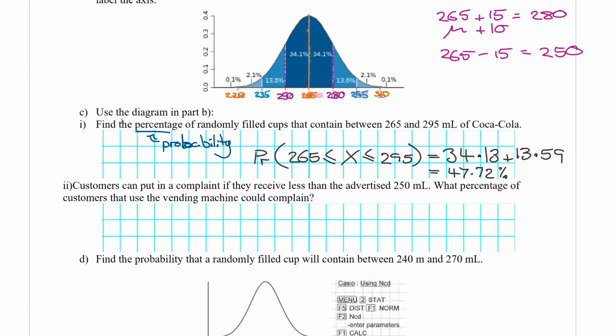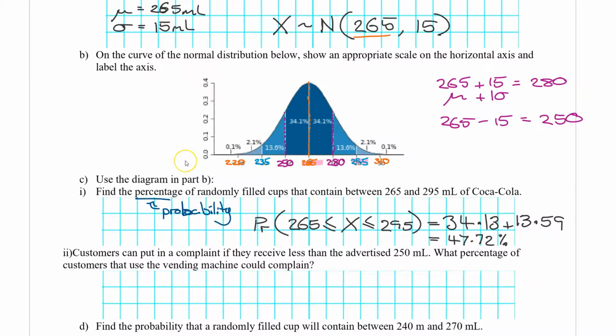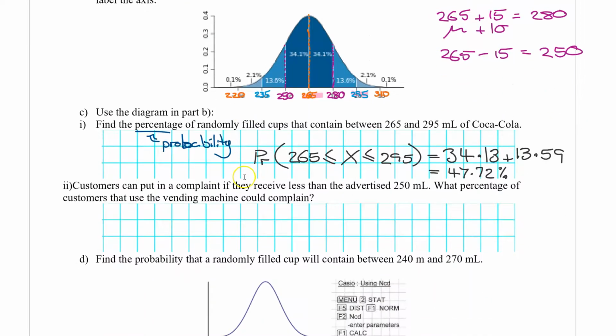So again, we're going to use this chart here to calculate how many complaints we could possibly have. So what we need to do is receive less than 250 mils. So, alright, probability of random variable x being less than 250. What we need to do is locate the area under the curve that is going to be represented by less than 250. Well, we've got 250 here. We're looking for this area here, here, and finally in there.